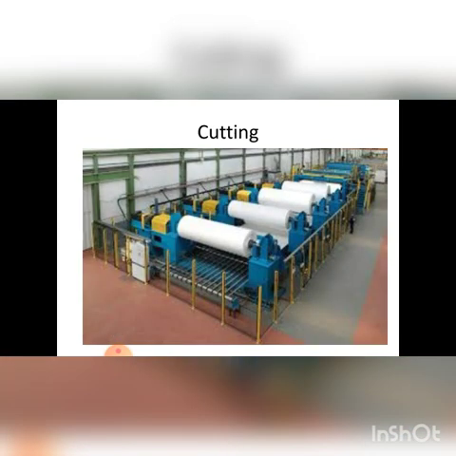The last one is cutting. The paper is cut in the cutting machines according to the size required. Paper is made into rolls and sheets as well. It is then packed and sent to the godowns. The production work takes place continuously in all the sections simultaneously.